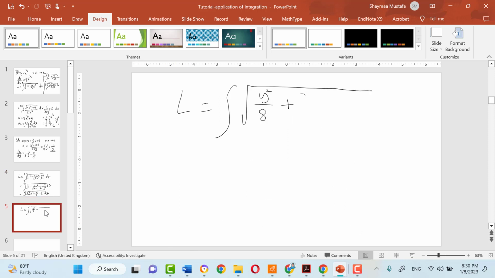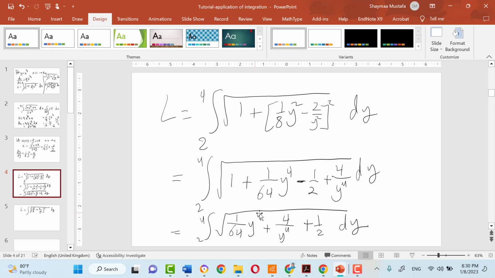plus 2 over y square dy, because this one is equal to y over 4, y to the power 4 over 46 plus 4 over y to the power 4 plus 2 times 2 over 8, which is 1 over 2. So exactly is this term.